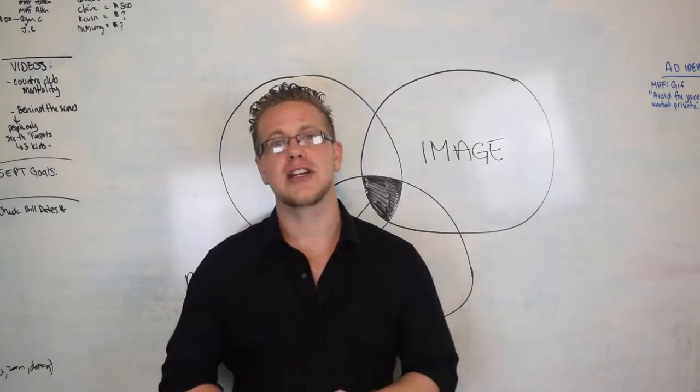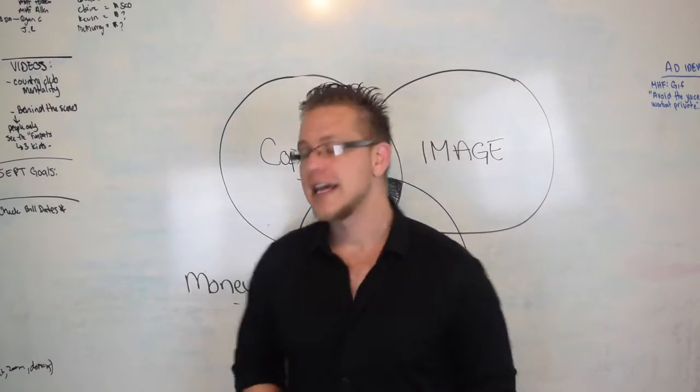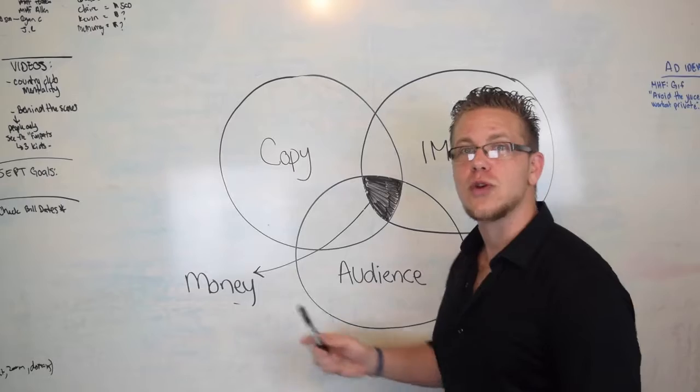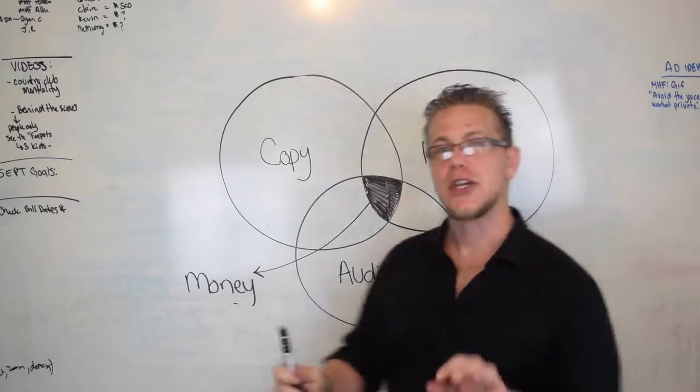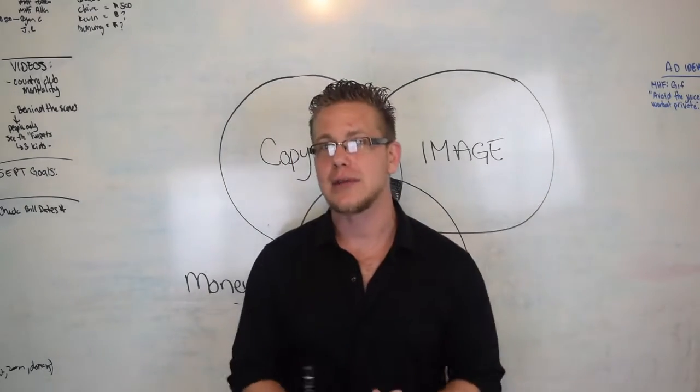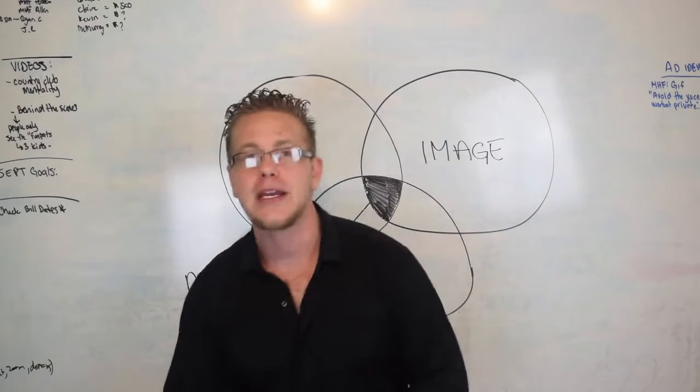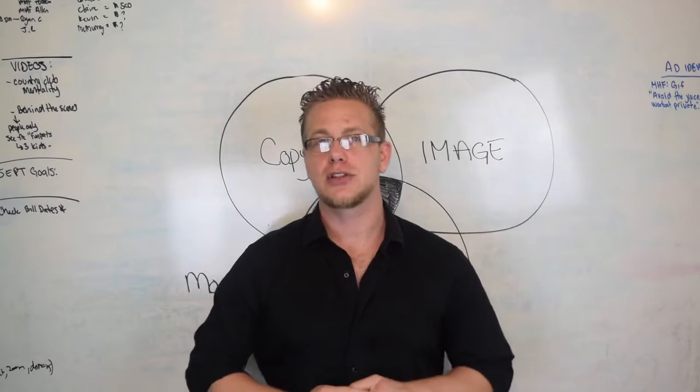The third piece that you're going to need to hone in on is the audience. So the copy, the image, and the audience are the three major elements that we've got to test over the course of a campaign, and that's what's going to get you the numbers that you're looking for.